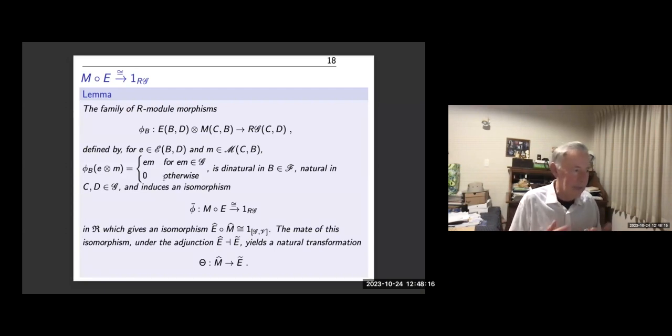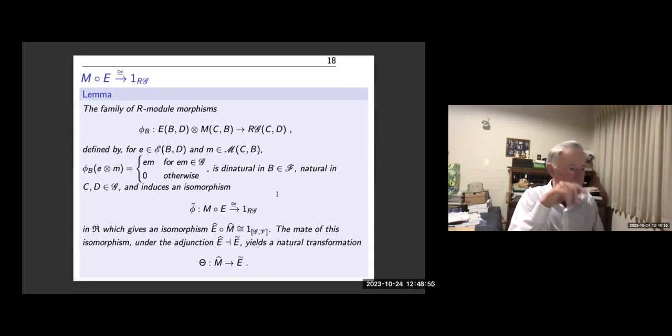So that's one of the reasons we had to linearize a bit. You've got to have a 0, and this is as natural as it could be in both variables, in all variables. That's what we call dinatural, or extraordinarily natural, in the B variable. That has a meaning in Mac Lane. You'll find it. And it turns out that this gives you an isomorphism.